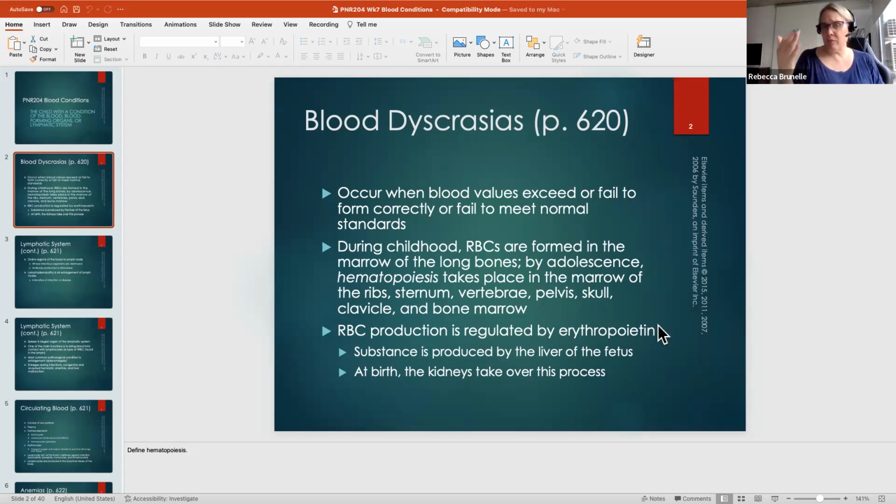So if patients have leukemia or the types of cancer where they have a low level of red blood cells, or even sickle cell patients that don't produce healthy red blood cells, sometimes we'll give them this protein, and that stimulates their body to produce more red blood cells.